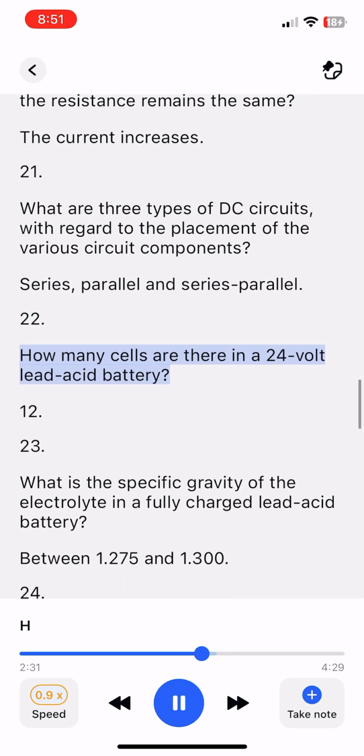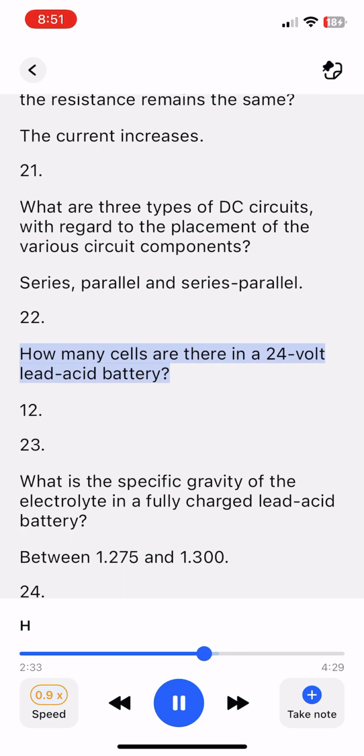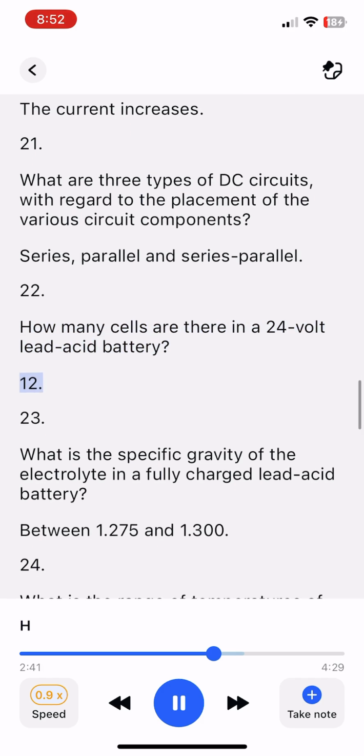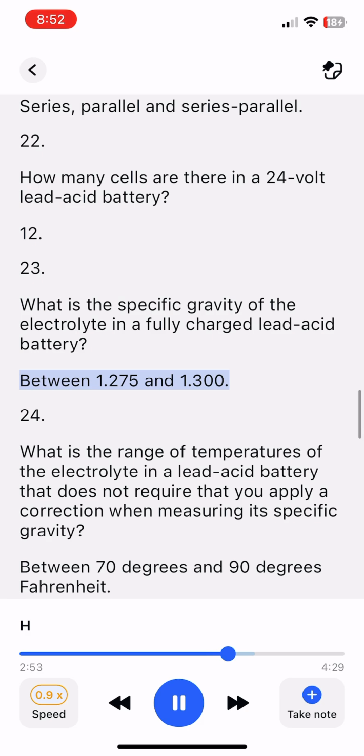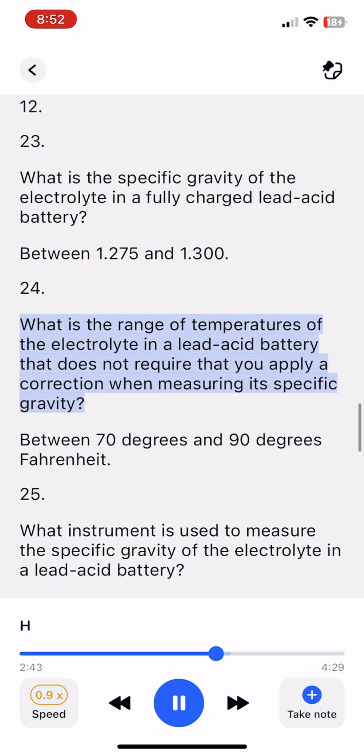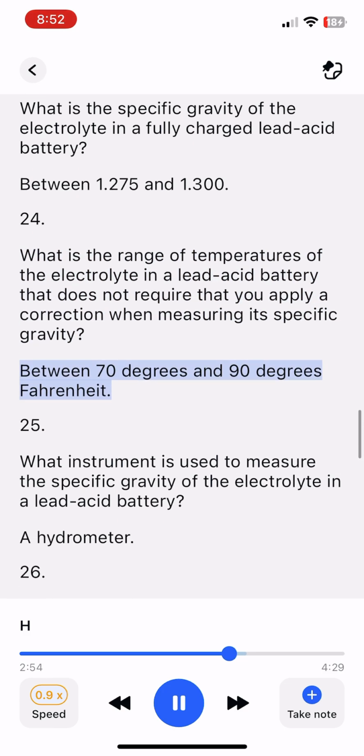22. How many cells are there in a 24-volt lead-acid battery? 12. 23. What is the specific gravity of the electrolyte in a fully charged lead-acid battery? Between 1.275 and 1.300. 24. What is the range of temperatures of the electrolyte in a lead-acid battery that does not require that you apply a correction when measuring its specific gravity? Between 70 degrees and 90 degrees Fahrenheit.